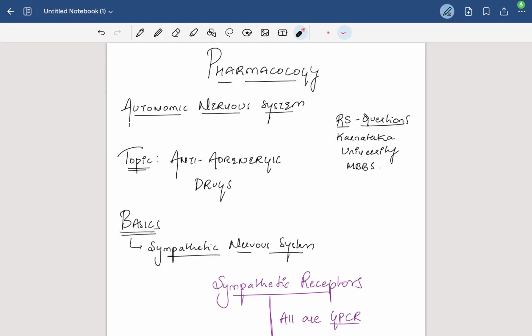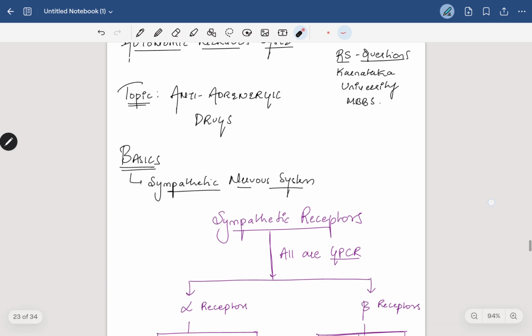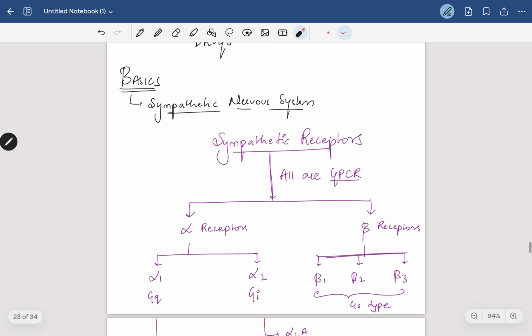Hello everyone. Today we are going to be learning about the topic anti-adrenergic drugs and solve the RS questions that are related to this. But before we start that, we need to know about some basics, that is about the sympathetic nervous system. In the sympathetic nervous system, we have sympathetic receptors, and all these receptors are GPCR.